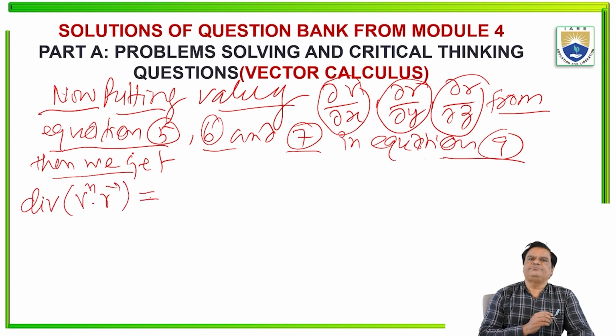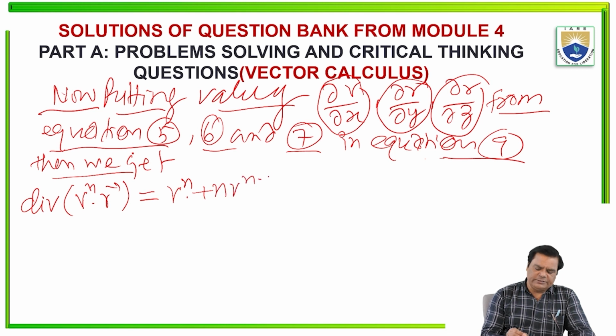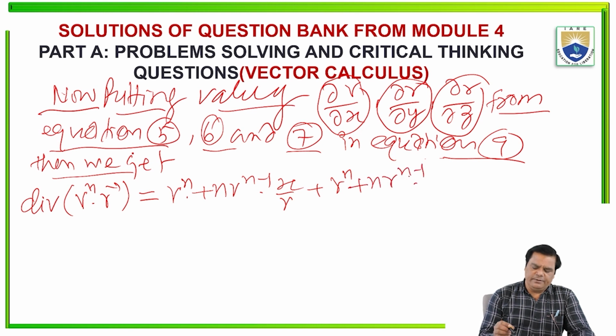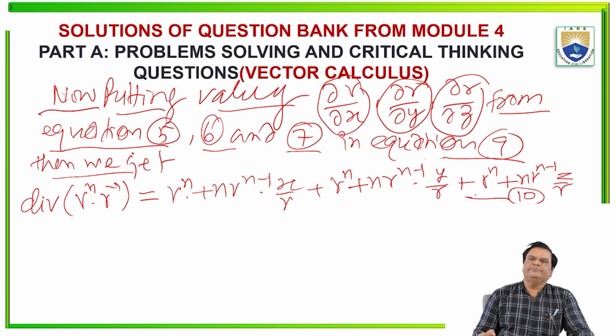This is equal to rⁿ plus n rⁿ⁻¹ ∂r/∂x times x/r, plus rⁿ plus n rⁿ⁻¹ times y/r, plus rⁿ plus n rⁿ⁻¹ times z/r. This is equation 10.